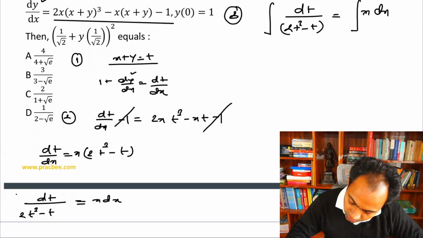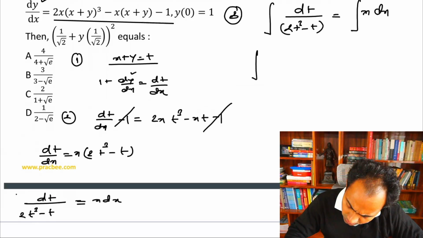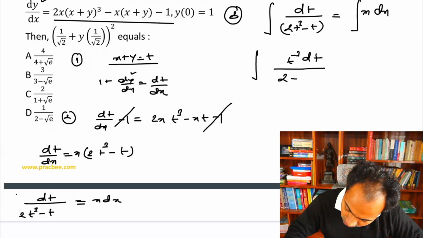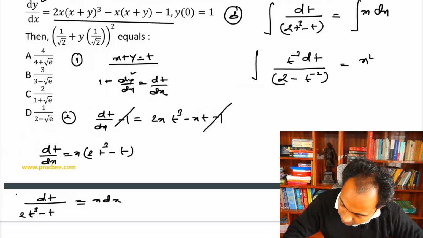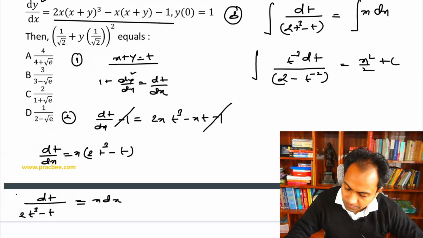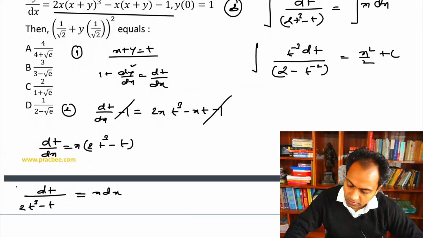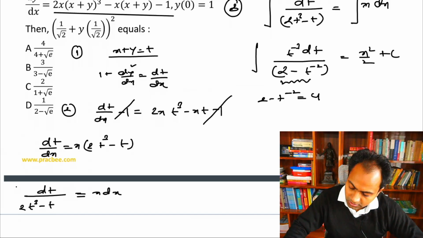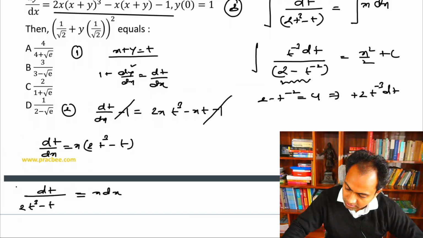Now in order to integrate the first part, and we did this also, we can take t cube common. So this will become t raised to the power minus 3 dt over 2 minus t raised to the power minus 2. And this becomes x square by 2 plus c. Now you can see that whatever is written here, the derivative is in the numerator. So 2 minus t raised to the power minus 2 can be put as u, and the derivative becomes plus 2 t raised to the power minus 3 dt is equal to du.